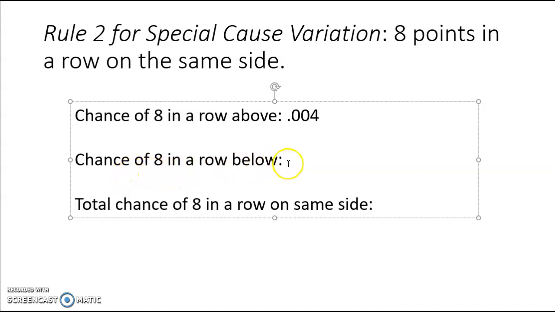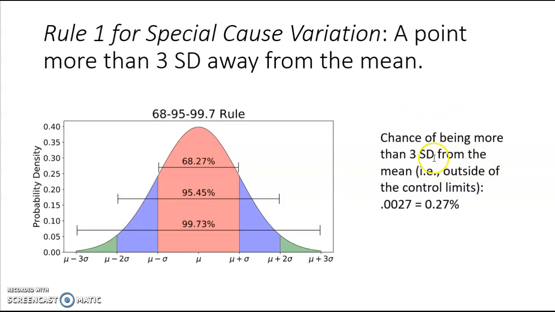The chance of 8 in a row below, or of flipping 8 tails in a row with a coin, is exactly the same. It's 1/2 times 1/2 times 1/2, 8 times, which is going to give you about 0.004. So the total chance, well, you could get 8 in a row above or 8 in a row below. You add those two to get 0.008, or we could say 0.8% chance. Again, a little bit less than 1%, just like it was here when we looked at rule number 1.